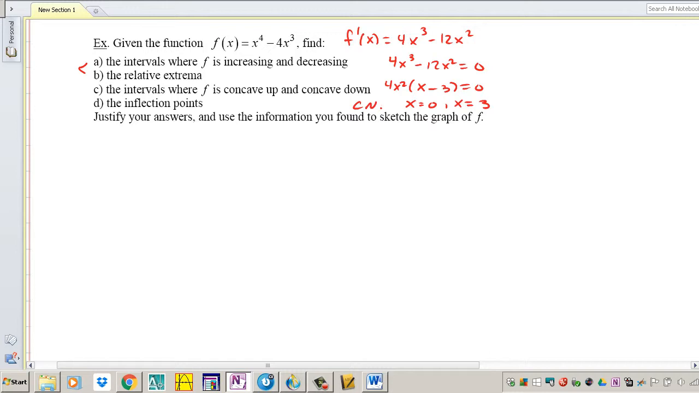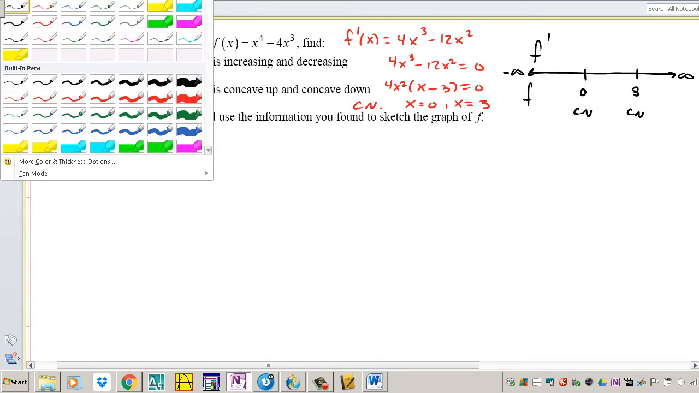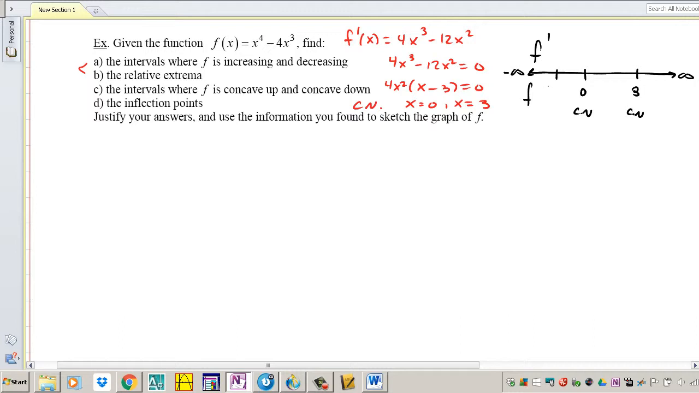So let me go ahead and draw a number line from negative infinity to positive infinity. This is f prime and this is f. And I have two critical numbers. I have 0 and 3. These are my critical numbers. And I want to go ahead and choose negative 1, 1, and 4.